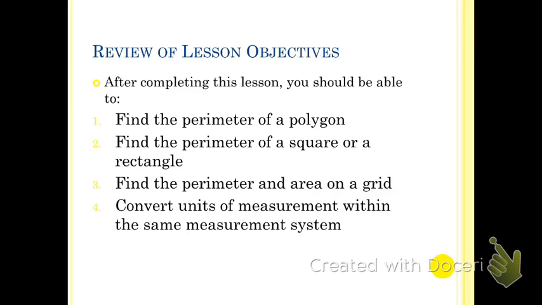Review of lesson objectives. After completing this lesson, you should be able to: 1. Find the perimeter of a polygon. 2. Find the perimeter of a square or a rectangle. 3. Find the perimeter and area on a grid. And 4. Convert units of measurement within the same measurement system.